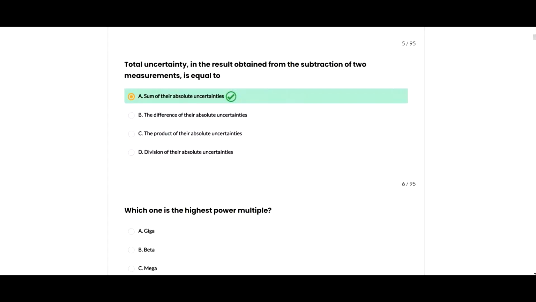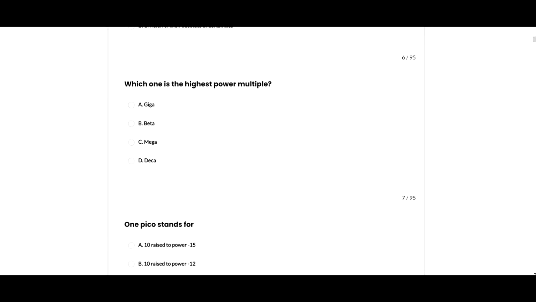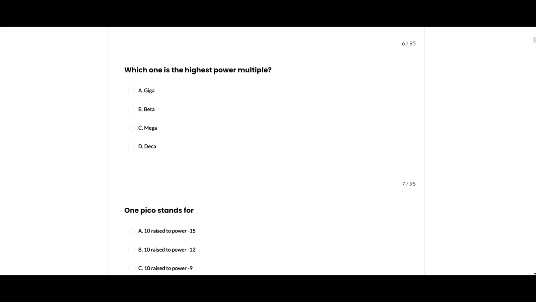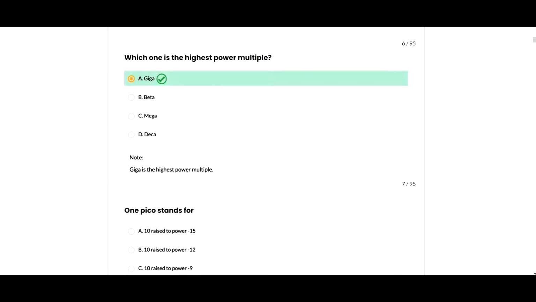The next MCQ is here. Which one is the highest power multiple? Giga, peta, mega and exa. Very simple. Giga is the highest power multiple. So here A option is correct.